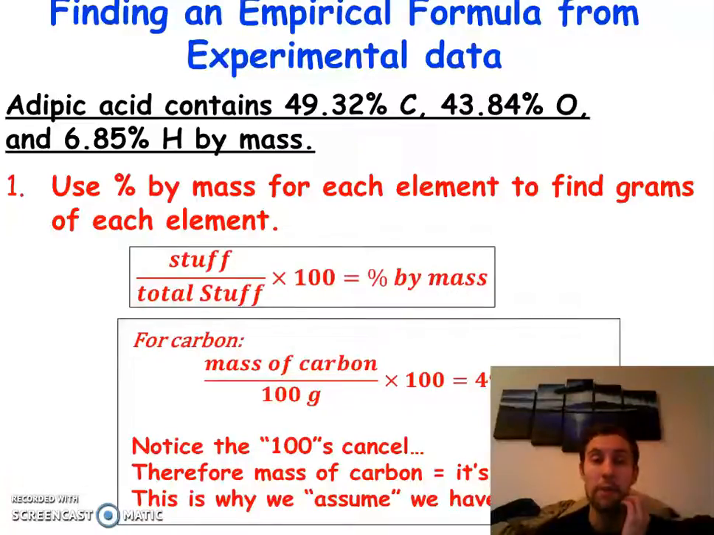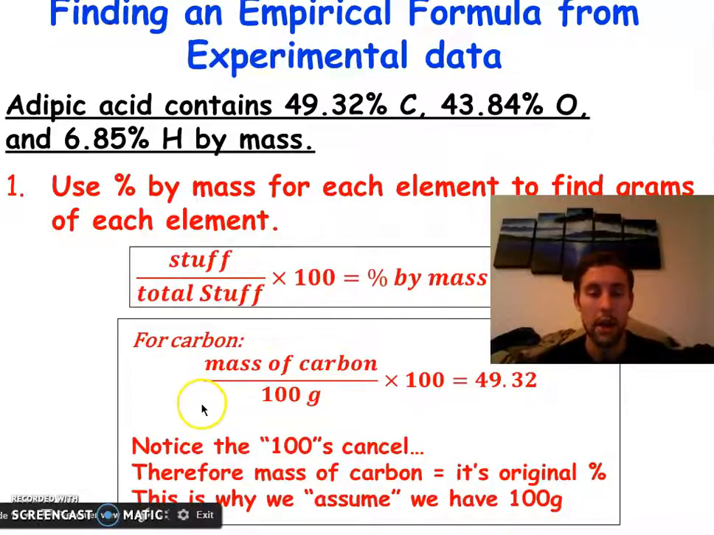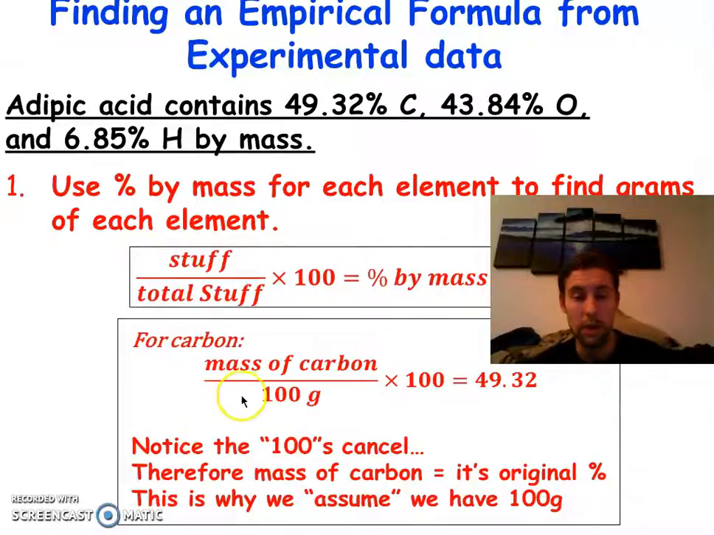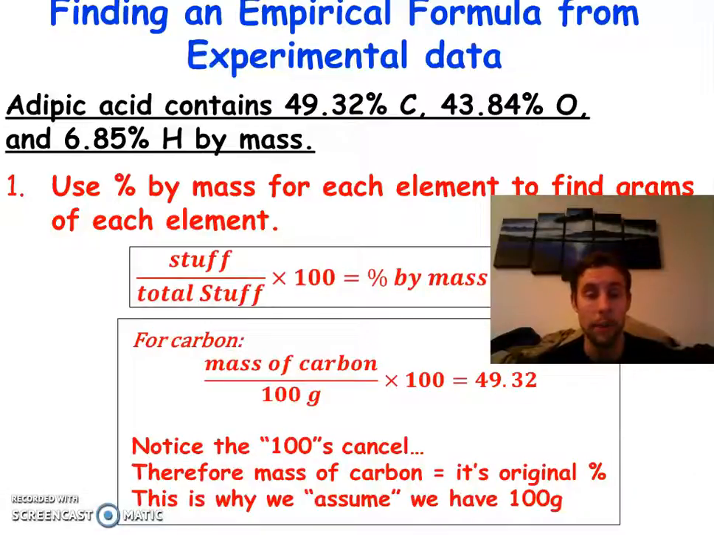So if we take stuff over total stuff and times by 100, there we go. So then take our mass of carbon, which in this case, if we look at the 100 on the bottom and the 100 on top, they cancel out. So our mass of carbon is the same as a percentage. 49.32 is going to be grams of carbon, and 49.32 is a percentage of carbon. So we assume it's 100% and 100 grams. We can just basically skip that step and turn all the percentages directly into grams. It saves you time and energy.